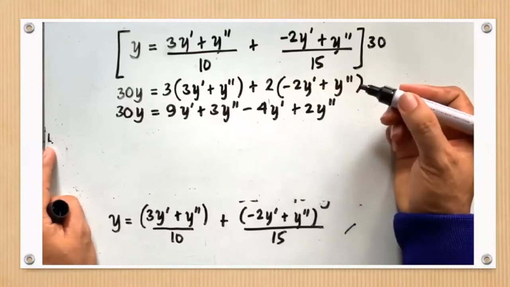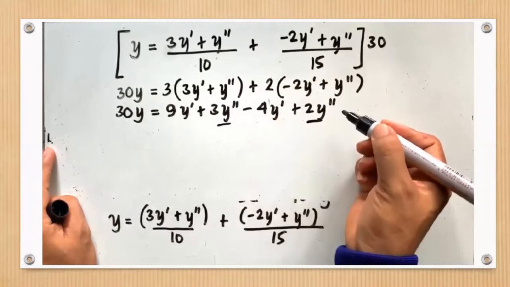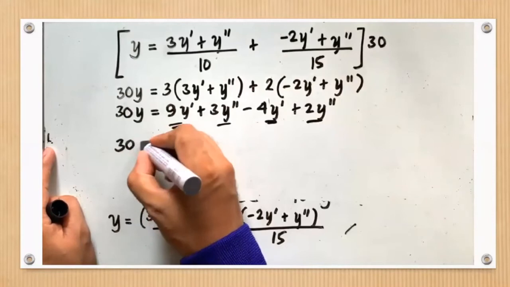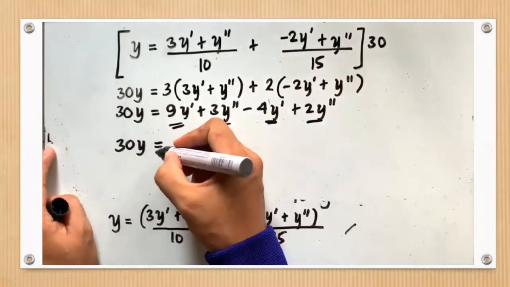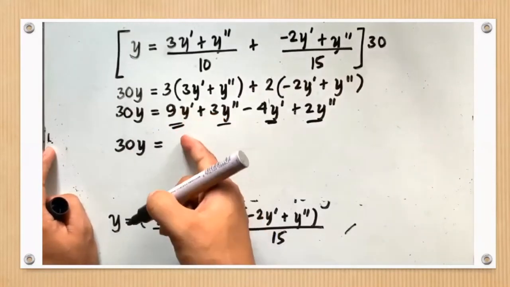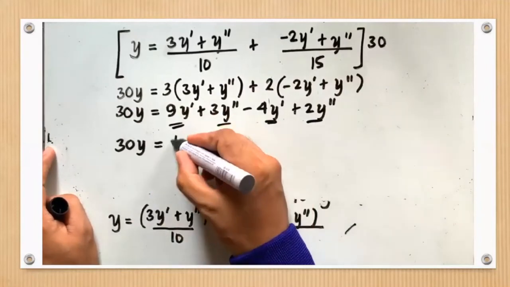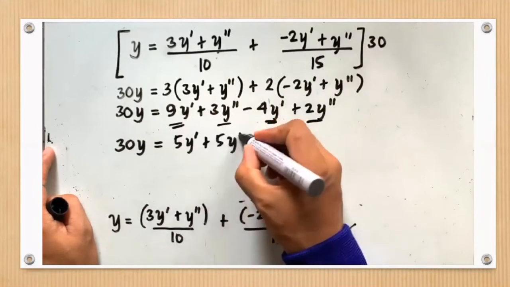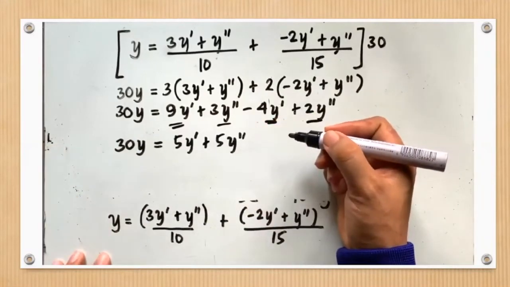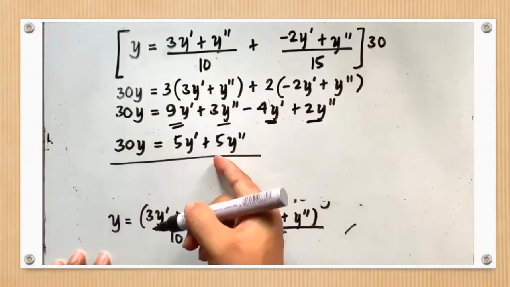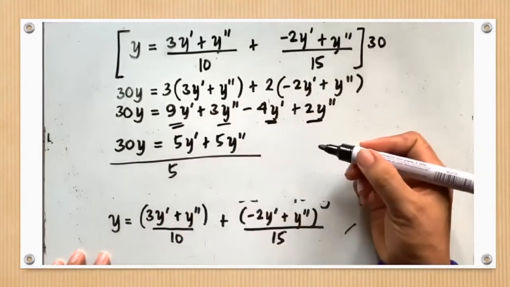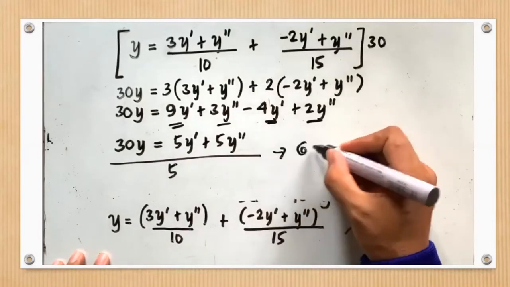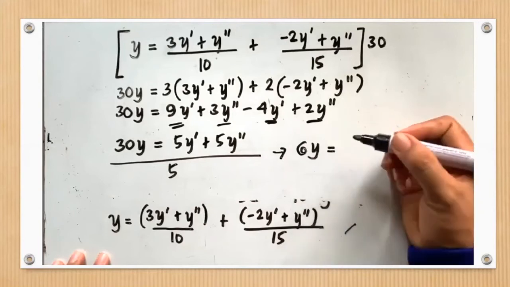Then combine mo yung like terms. You have y double prime, y double prime, y prime, and y prime. So copy lang 30y equals 9y prime minus 4y prime is positive 5y prime. 3 plus 2 is 5y double prime. So yan na, na-simplify na natin, but may common pa rin sa kanila. Yung 5, divide both sides by 5. You have 30 divided by 5 is 6y equals, yan na.